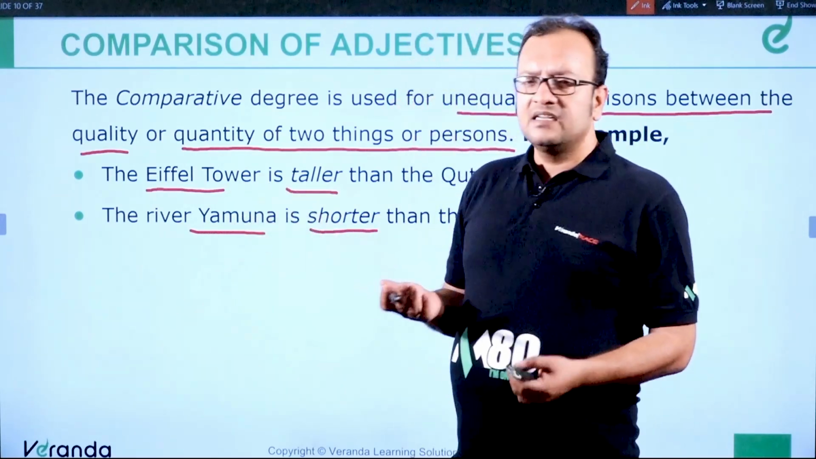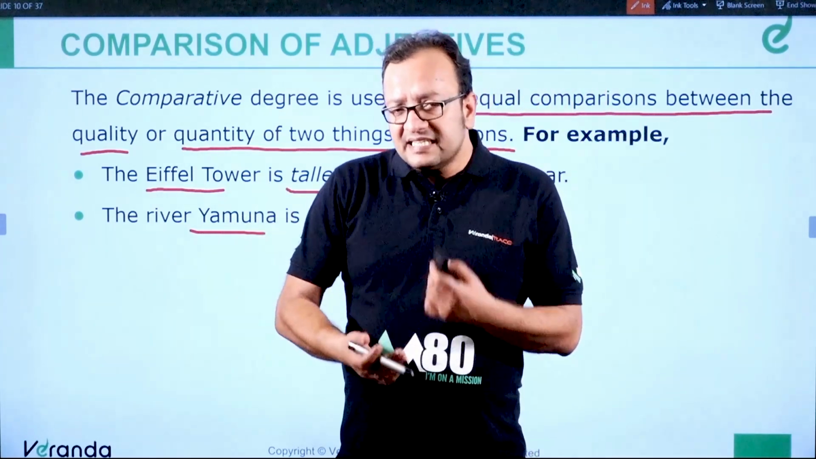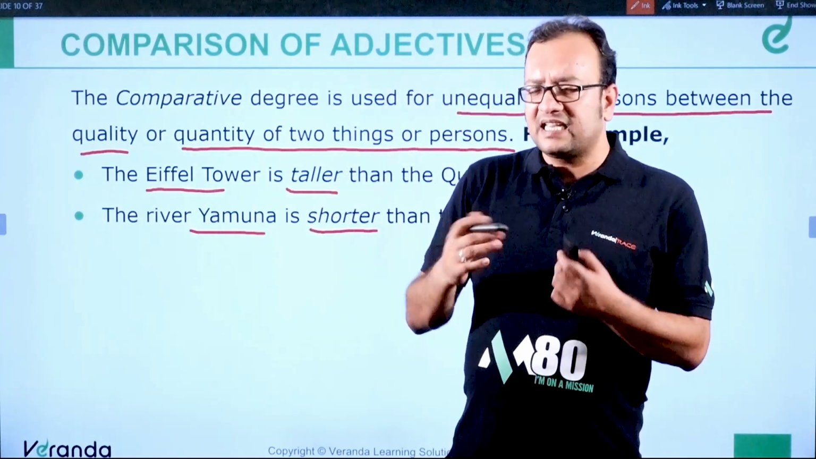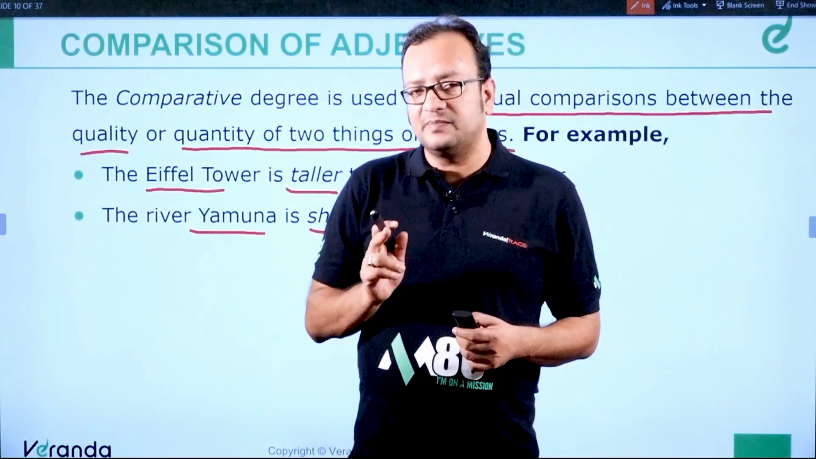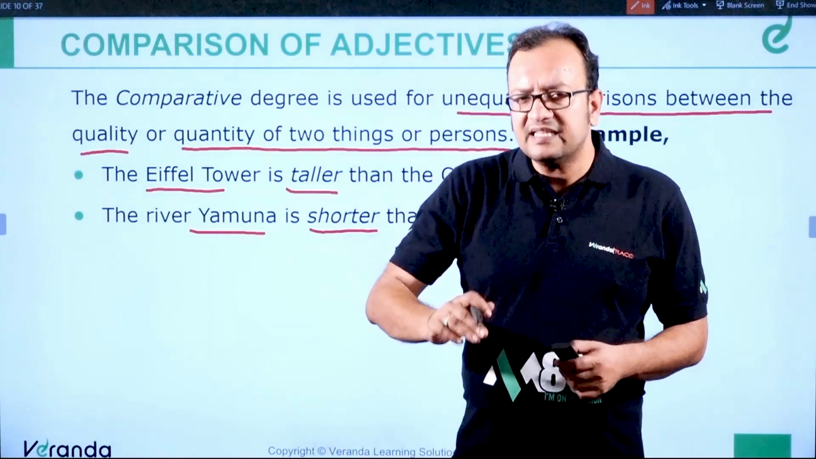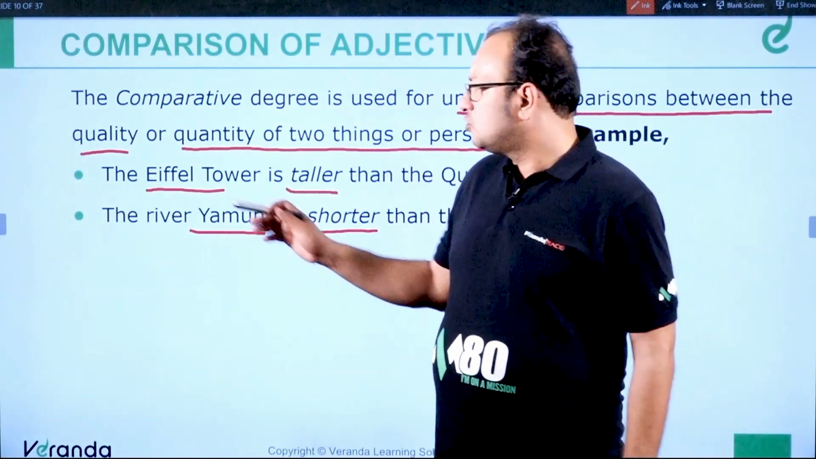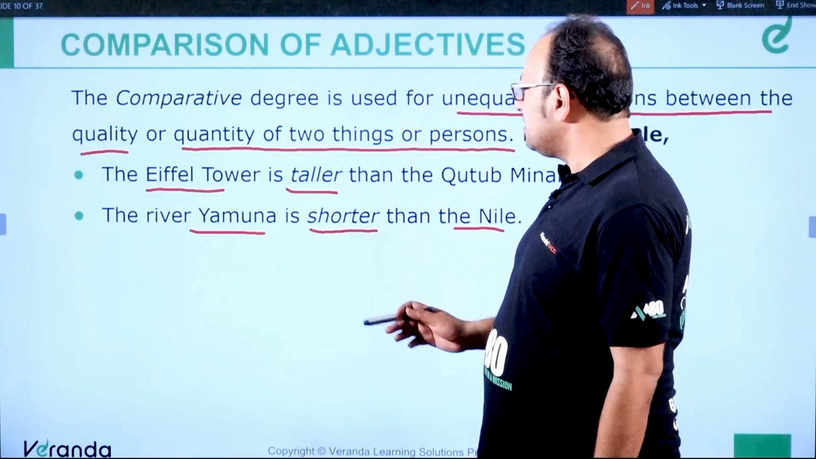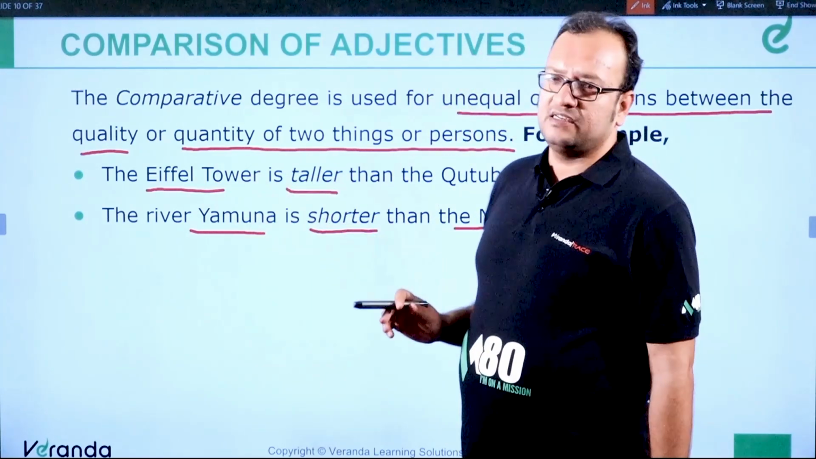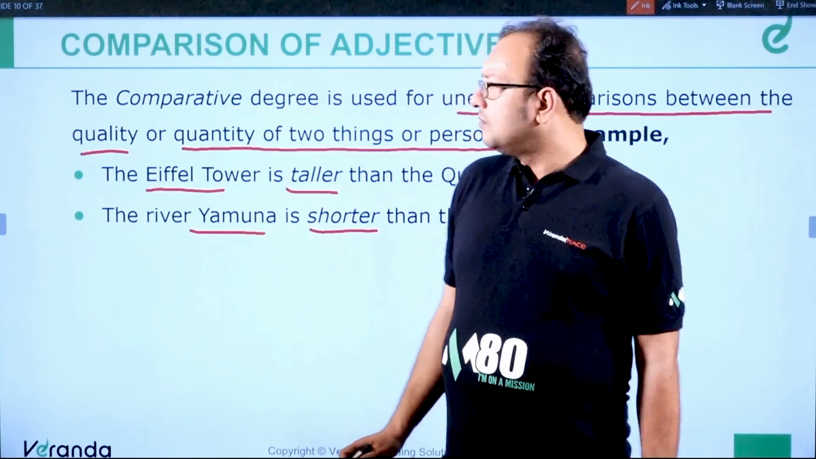So something which has a lesser trait than another thing. So in that case, lesser, so you understand the word lesser, which means weaker or less importance. So the Eiffel Tower is taller than the Qutub Minar. The river Yamuna is shorter than the Nile. So we are using the comparative degree. Moving ahead.